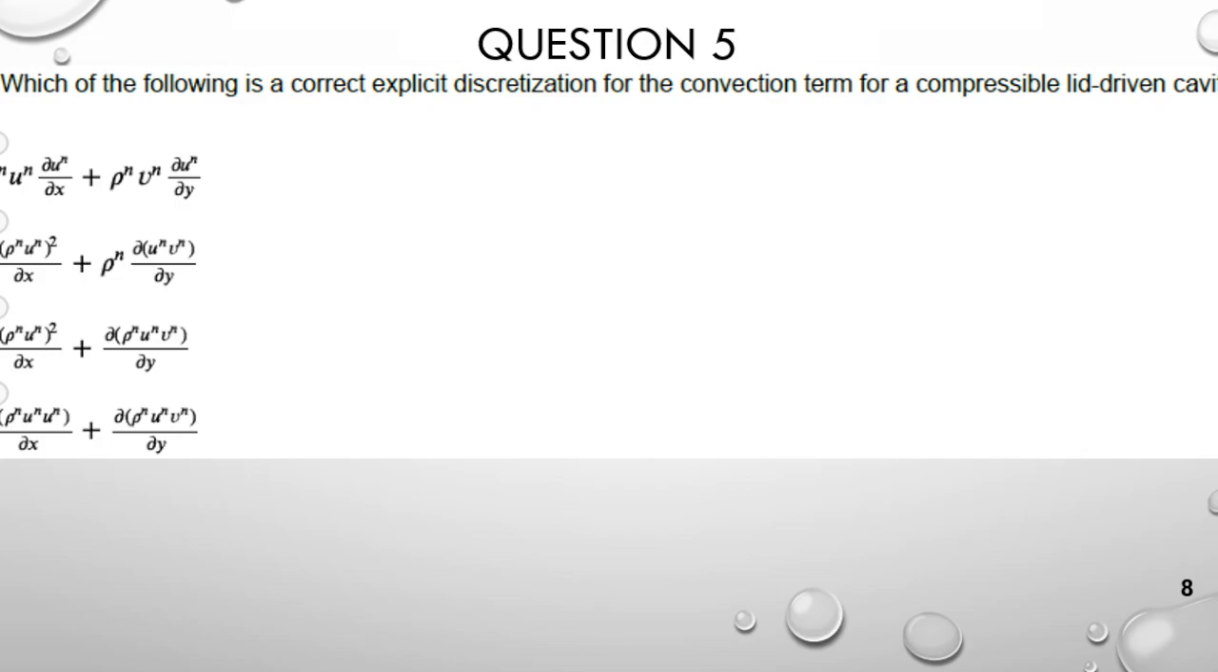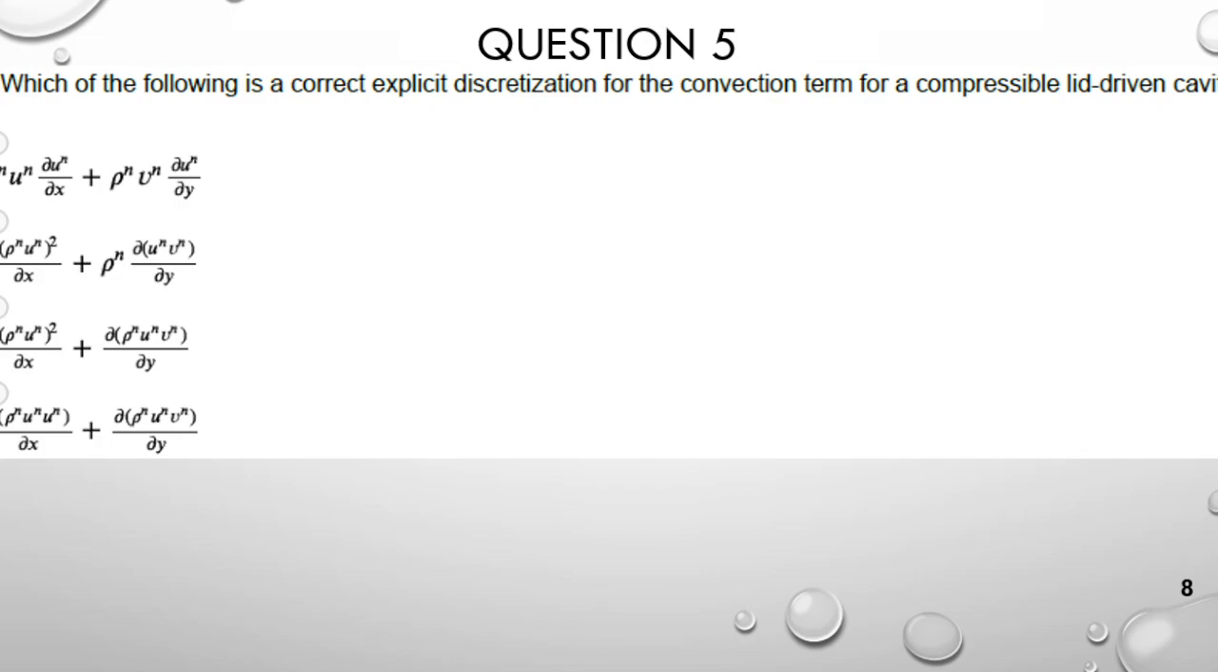Which of the following is a correct explicit discretization for the convection term for compressible lid driven cavity flow? I forgot to say that I personally have not worked with compressible flows, but this problem can be applied to a compressible situation also. So what should be the answer for this? Okay, you all are saying B.